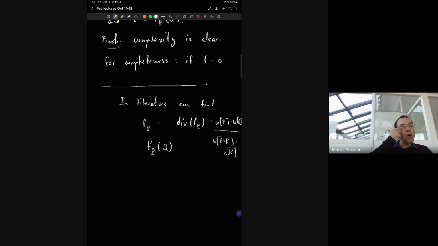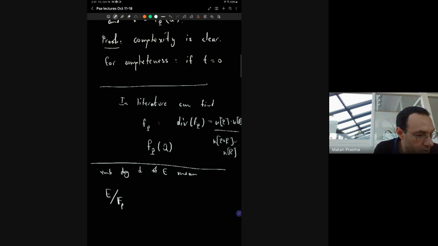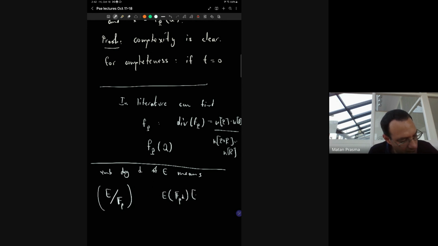In practice, you basically take the curve and you have an embedding degree. Let's say embedding degree, what's the usual notation? D, I don't know, of E. It means that E is defined over some FP or FQ, and embedding degree D means that if I take E of FP to the D, and I take the n torsion points here, I already get the full n torsion points.